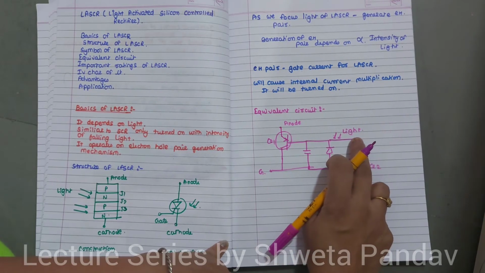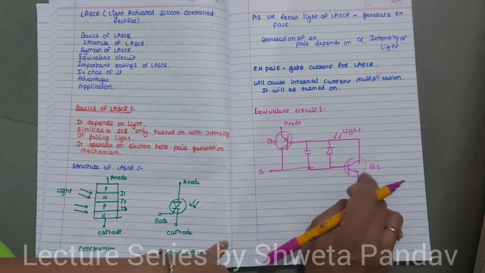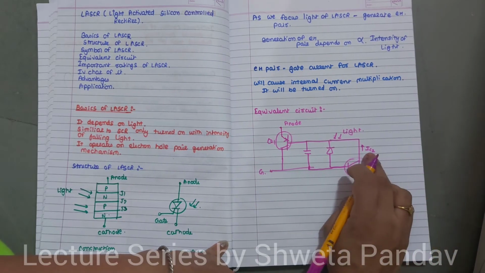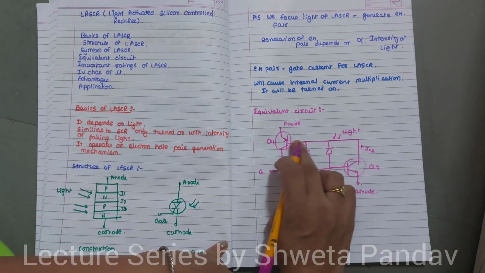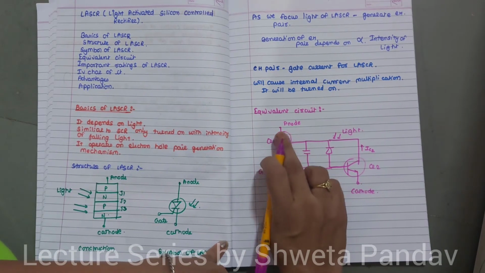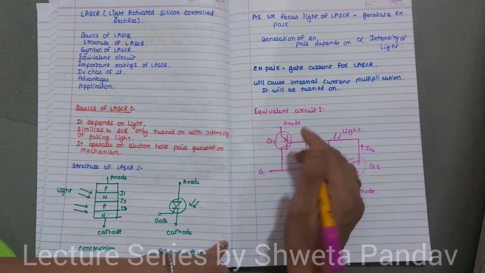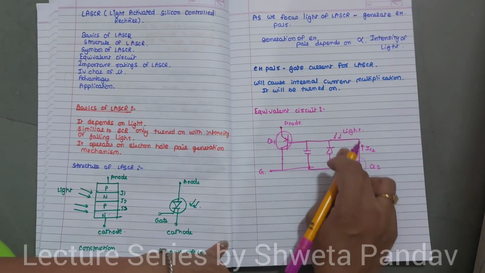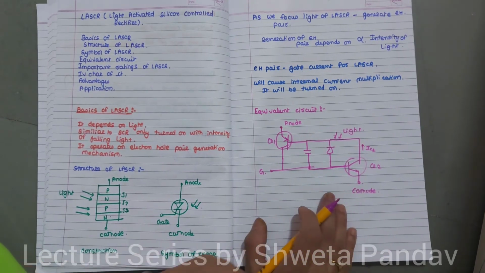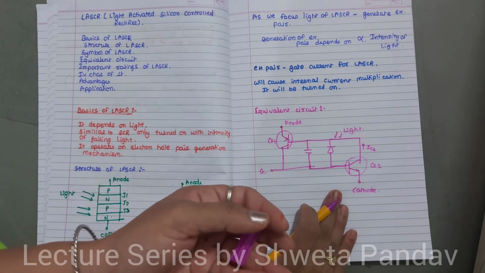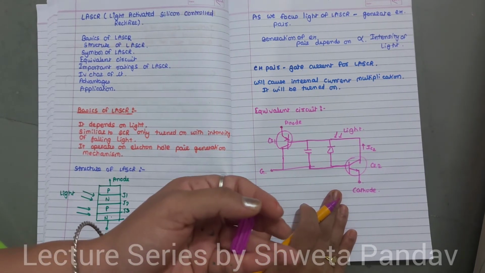As the Q2 transistor turns on, it will cause the collector current to flow across this. Suppose it is IC2. This IC2 is nothing but the base current for the Q1 transistor. So as base current is given to the Q1 transistor, it will be turned on. Internally the current multiplication will take place, and due to this current multiplication the LASCR is turned on. So this is the equivalent circuit and working of LASCR.